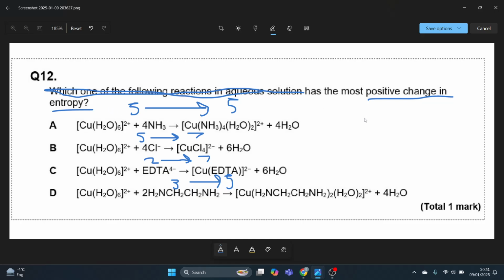Entropy change is entropy of products minus reactants. So which one has the biggest difference? That's what I was really asking. And therefore it's going to be C, because the change in moles going from 2 to 7, that's going to have the most positive change in entropy.